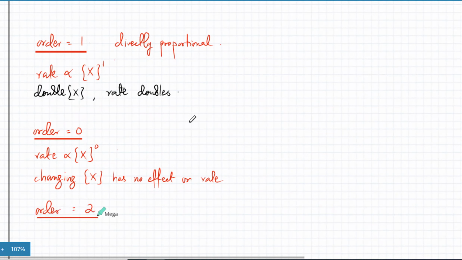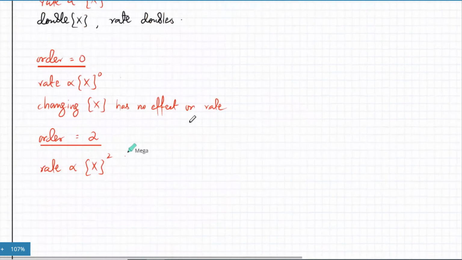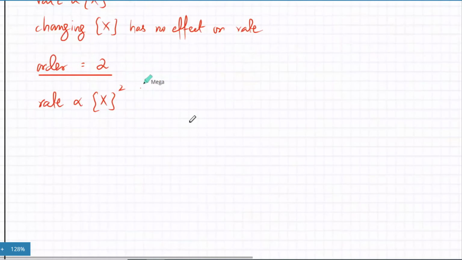So if I say that the order with respect to a certain reactant is 2, that means the relationship between rate and the concentration of that particular reactant is this. So what do you think? What's the relationship? If I double the concentration of X, what would happen to the rate? It would increase by 4 times. That means the rate changes by a bigger margin. If I triple the concentration of X, the rate increases 9 times. So that means rate is really sensitive to the concentration of X.